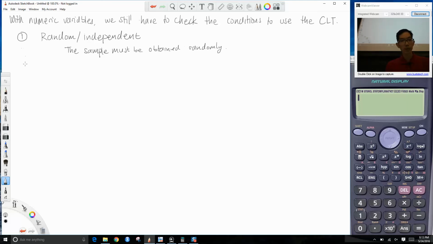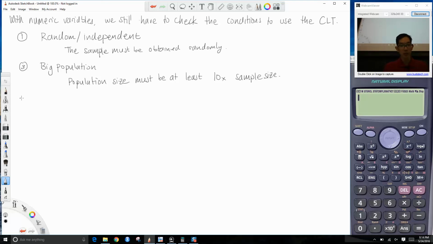Okay, I'm going to skip to quote unquote condition 3, which was the big population condition, because this is the same as before. How do we check to make sure that the big population condition is met? Multiply the sample by 10. Yeah, so the population needs to be at least 10 times bigger than the sample, right? Population size must be at least 10 times the sample size.